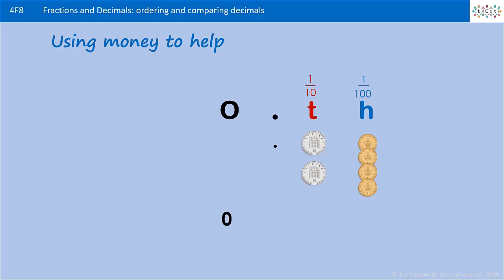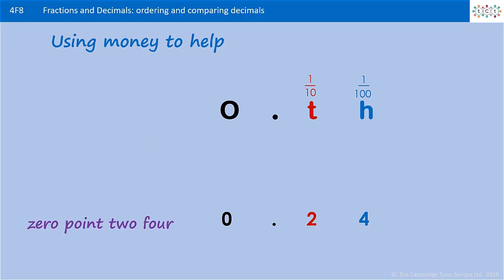This time we have nothing in the ones column, but we do need to put that there is nothing there. After the decimal point, we have 2 10p's and 4 1p's. In money, that's 24p, and as a decimal, that's just 0.24.